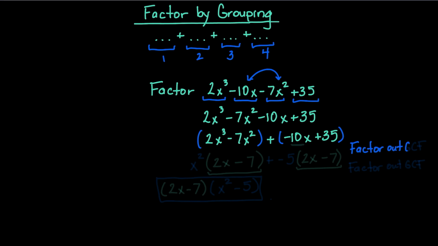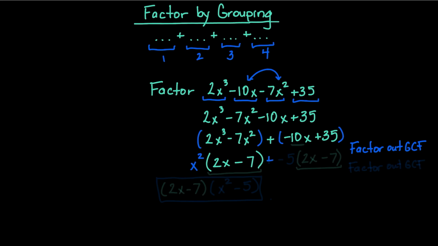So now we know we're going to factor out the GCF of each grouping. In my first grouping, 2 and 7 are relatively prime, meaning the only common factor they have is 1. But x cubed and x squared, the GCF is x squared. So we can factor out x squared. In the first term, 2x cubed divided by x squared is 2x, minus 7x squared divided by x squared is 7.